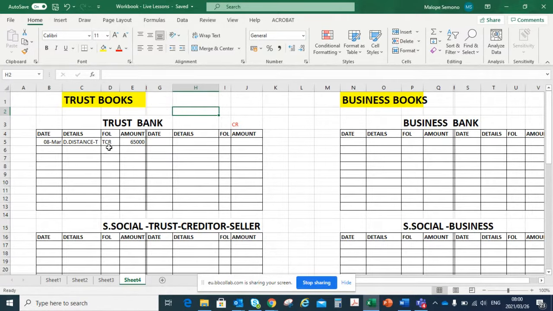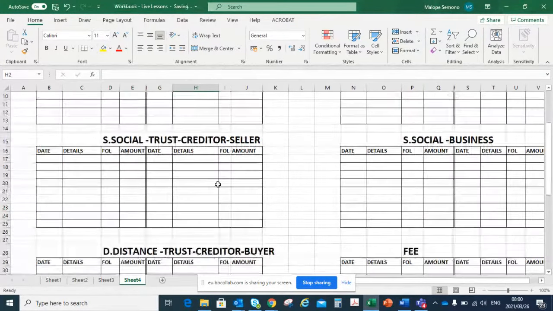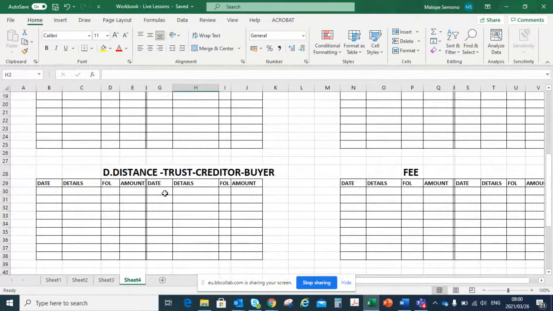But because this money is in the trust bank account, I must also show that this money belongs to D Distance. I must go to the credit side of D Distance. Remember, I must apply the double entry system. So I'm going to go to the credit side of D Distance, but I must show again the date, March. Can you see now?